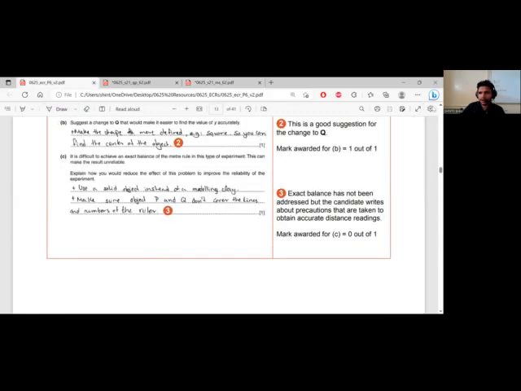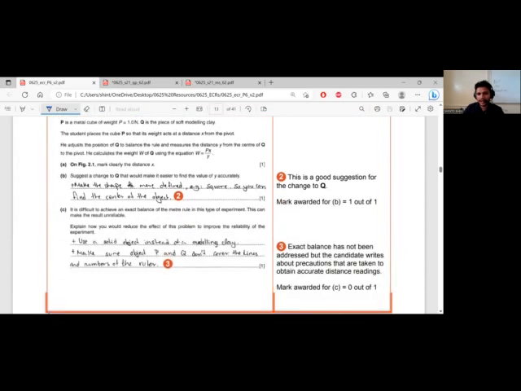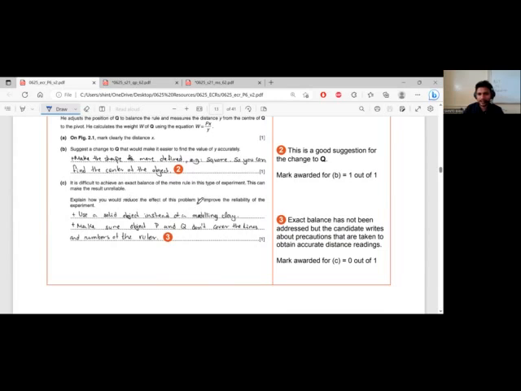Now, when you look at the ECR for this particular question, this is a question involving balancing a bar on a pivot using two different masses. Okay. Now, a candidate has written a suggestion to improve the reliability of this experiment like this.